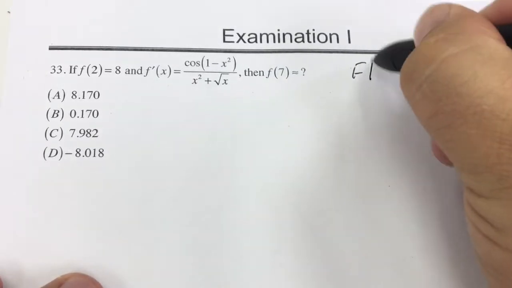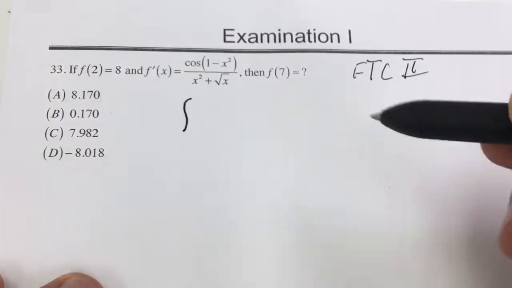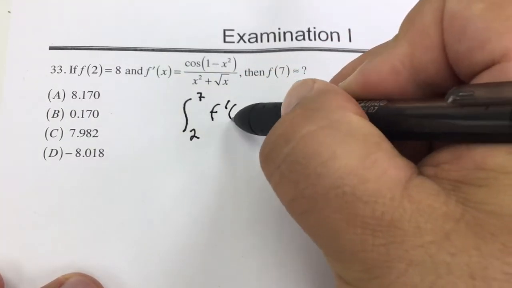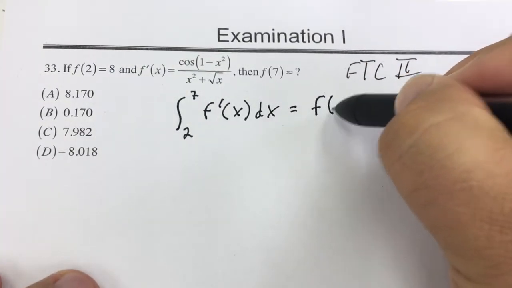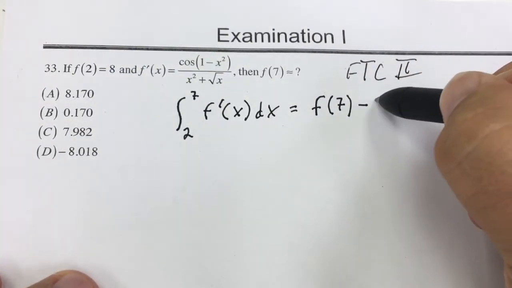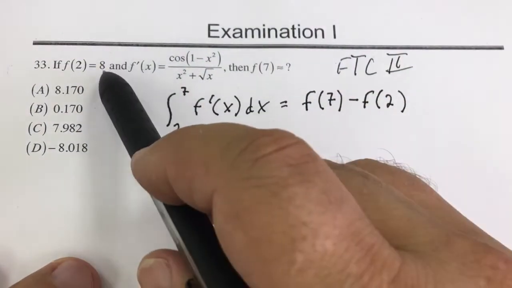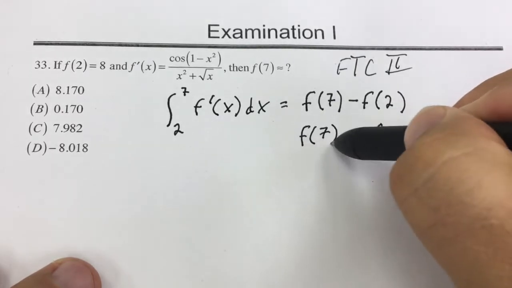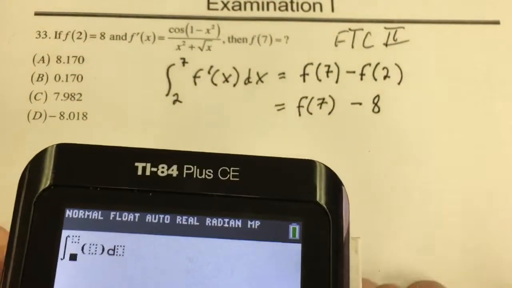This one here is an FTC Part 2, Fundamental Theorem of Calculus Part 2. So if I have an integral from 2 to 7 of the derivative of something, that's going to equal the antiderivative, f of 7 minus f of 2. And I have a function that I can throw in here, and I know that f of 2 equals 8. What I need to do is find out what this value is. It's going to be from 2 to 7.